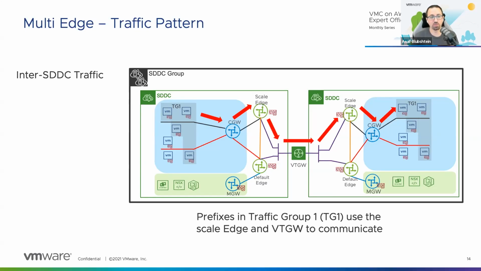And we can see, for example, if we have traffic going from traffic group 1 on the left SDDC to traffic group 1 in the right SDDC, it will leverage the new scaled edge, or the new traffic group edge, and all traffic between these two segments will leverage it. Outbound will always use the new edge, and inbound, it just depends on the destination. If they communicate with a VM that is not part of that traffic group, it will go to the default edge, and if it is, it will go to the new scaled edge.